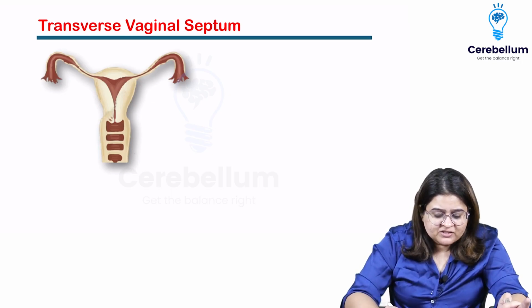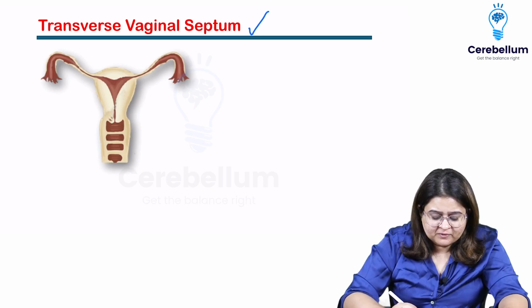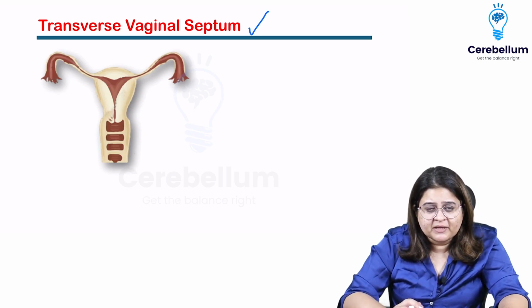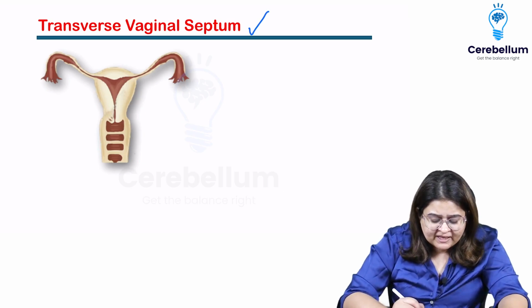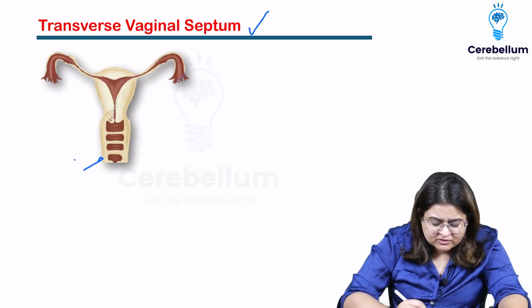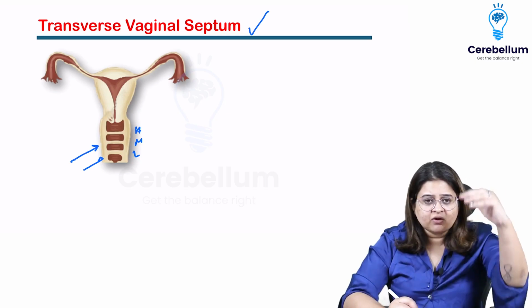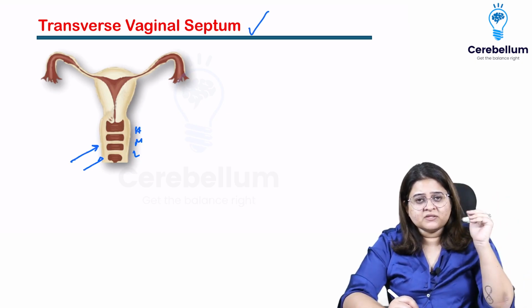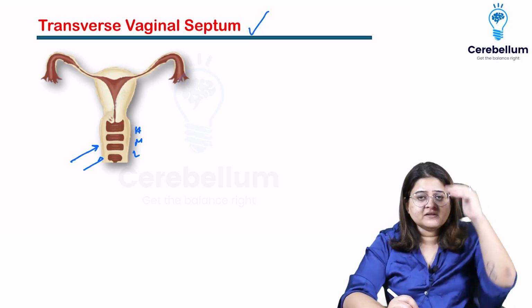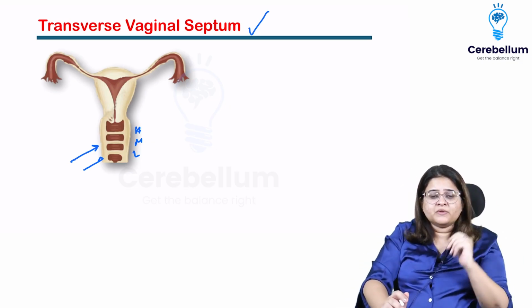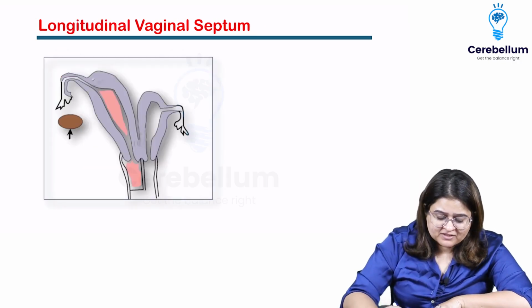Now, we've already discussed transverse vaginal septum. Okay, it will present very similar to an imperfect hymen, except the bulge won't be seen. And depending on the level, is it a low, is it a mid, or is it a high TVS, you'll find the hematocolpos higher up. As you go higher, the hematocolpos and the obstruction will be higher up. That's important.